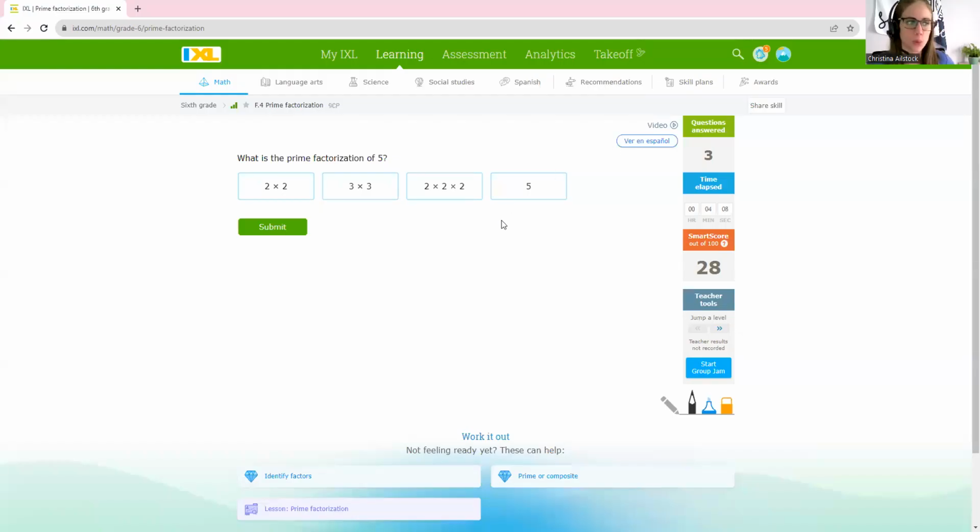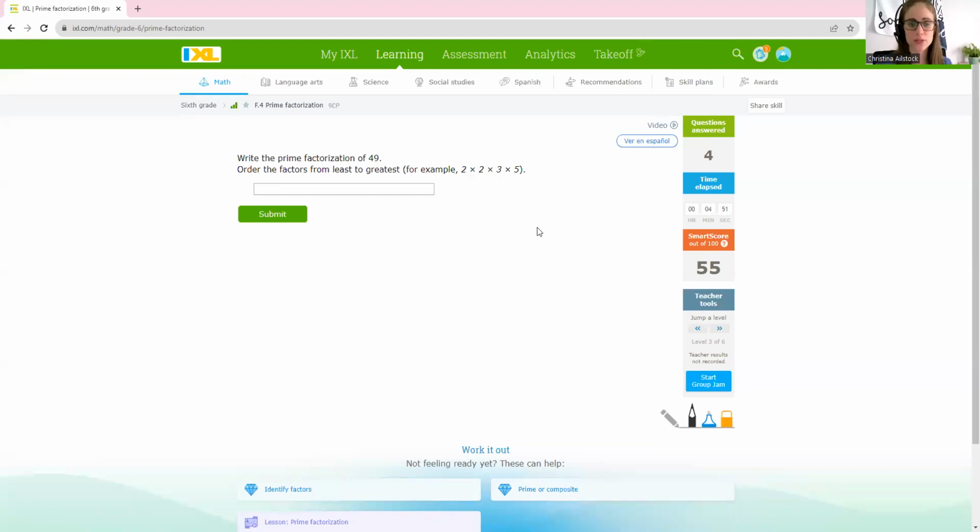All right, let's try just a couple more. What about the prime factorization of 5? Is 5 already a prime number? The only things that multiply to equal 5 are 1 and itself. So therefore, when you get a prime number, that number itself is the prime factorization. All we are left with is that 5.